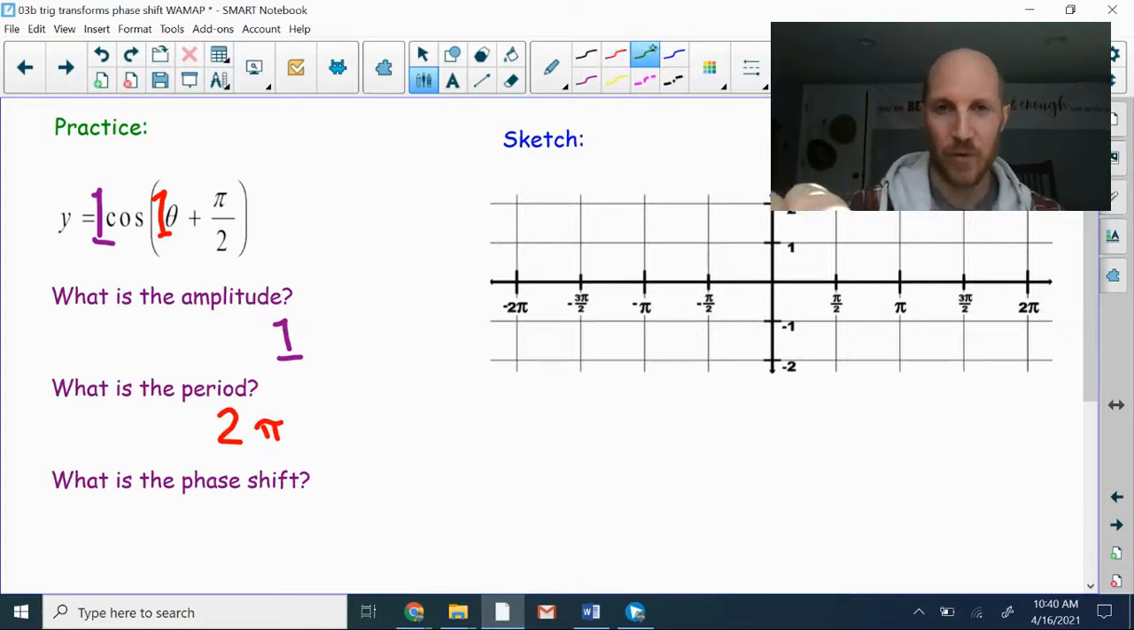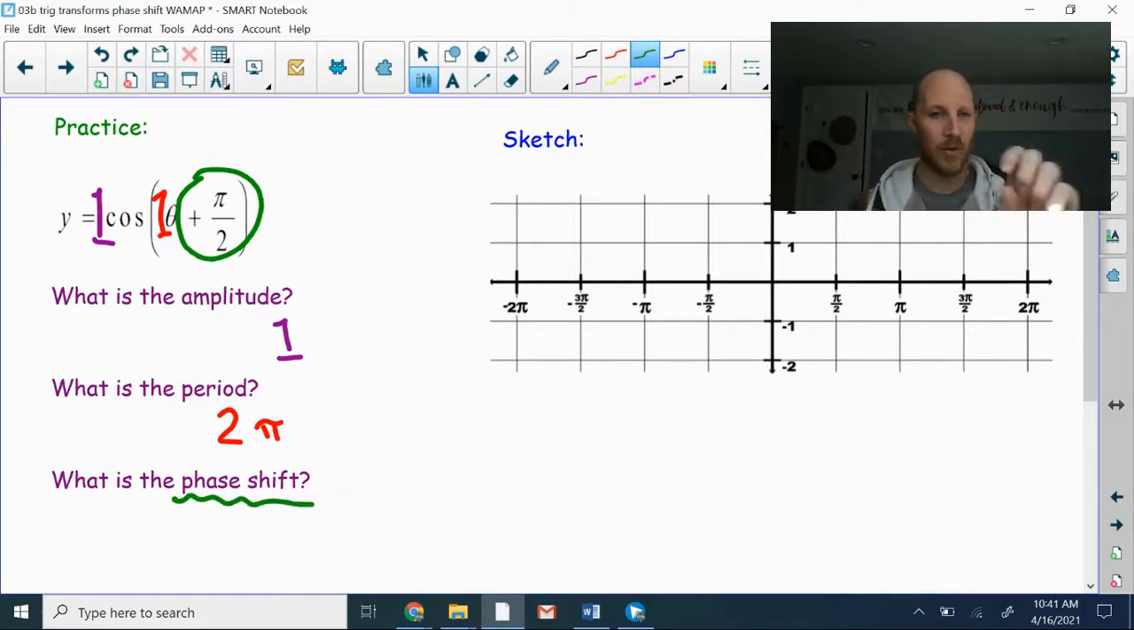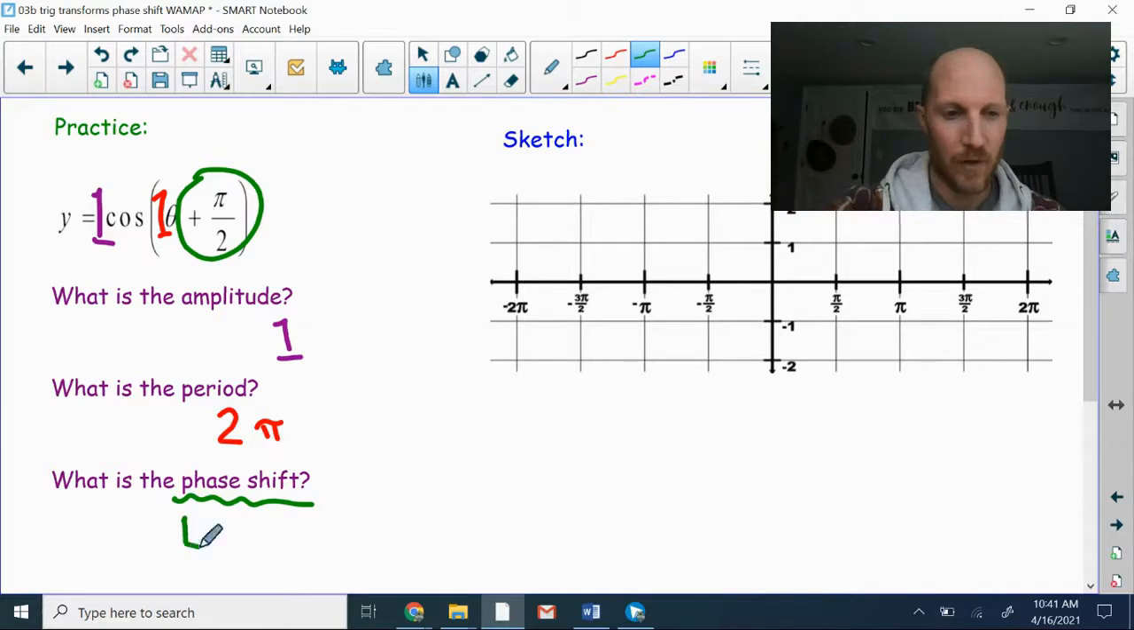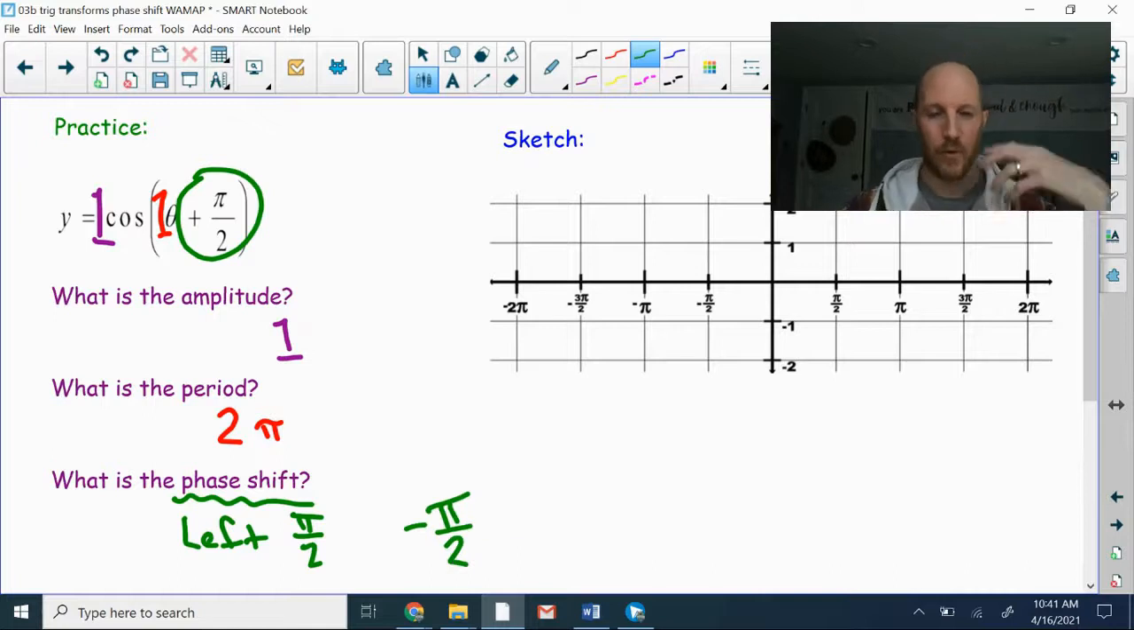What's the phase shift? All right, well, phase shift right here, this is the new part. Inside those parentheses, I got theta plus pi over 2. Plus is going to move my graph to the left. So the phase shift is left pi over 2, or we could say negative pi over 2. For actually understanding, it probably is better to say left. But if you were to answer a question like this on WAMAP, you would need to use minus pi over 2, because it will be moving in the negative direction across the x-axis.